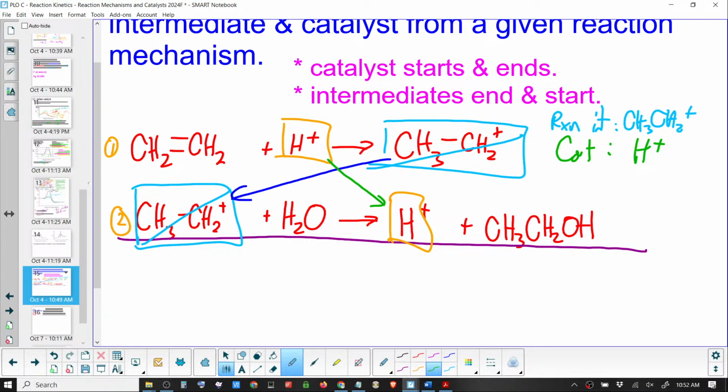Karis? Wait, but isn't H+ used to make the intermediates, so wouldn't it not be a catalyst? The definition of a catalyst is not used up. So it's used, but it's not used up. So it pops out again at the end. So it did take part in the reaction in some way, but since we get it back again, it's considered a catalyst. Overall reaction or identify a different reaction intermediate or catalyst?